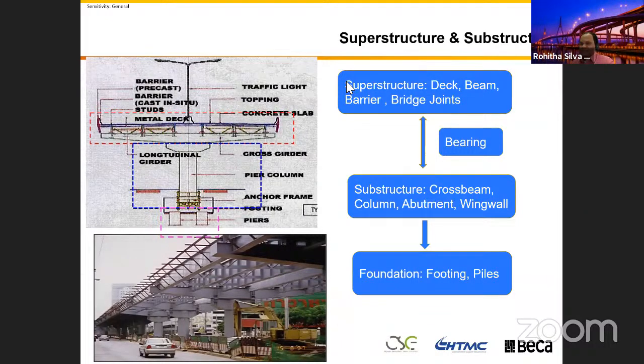We call those elements together in a bridge a superstructure. Then the cross beams and the columns, that part we call the substructure. And then you have your foundation. This is how bridges are very, very simple. You have a superstructure, a substructure, and a foundation. So not a big deal. If you are designing a bridge, you design your superstructure, your substructure, your foundation, and the bridge design is finished. Simple as that.